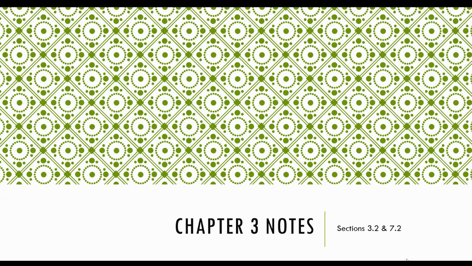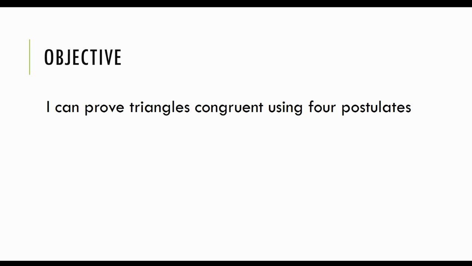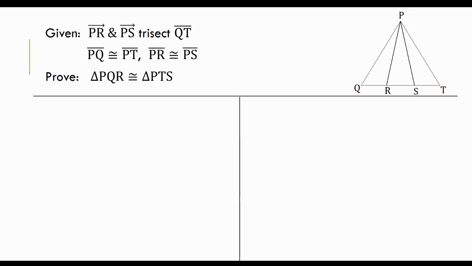Today we're going to continue looking at sections 3.2 and 7.2. So today we are going to be proving triangles congruent using 4 postulates. When it says we're going to be proving, that means that we are going to be creating 2-column proofs.